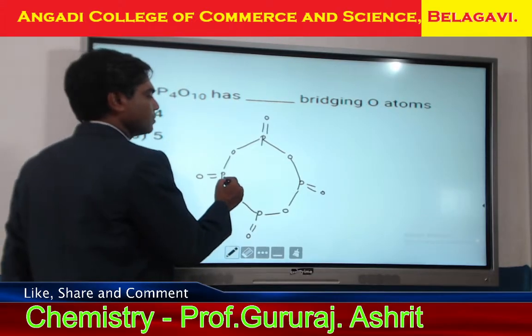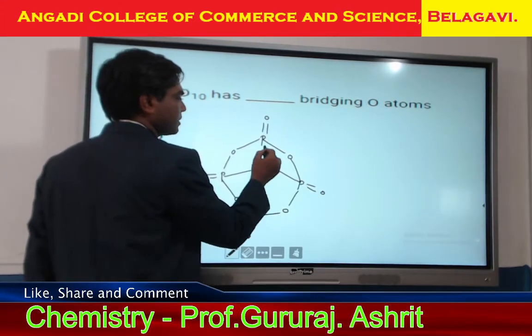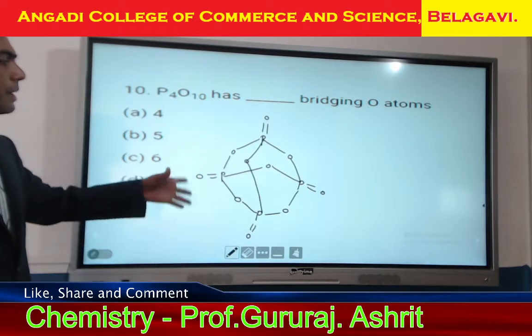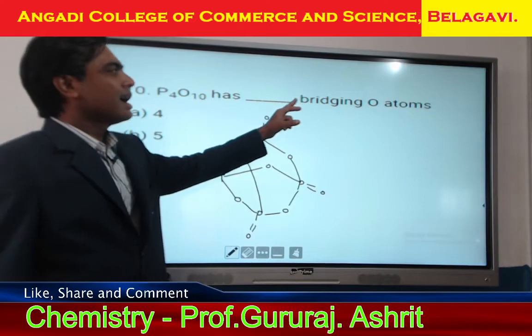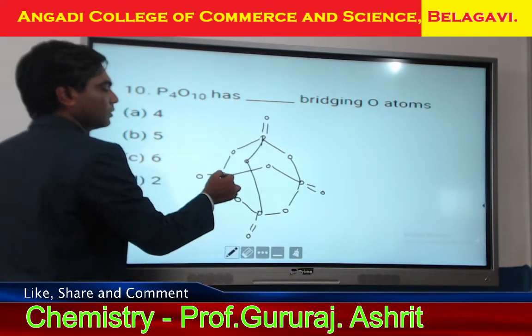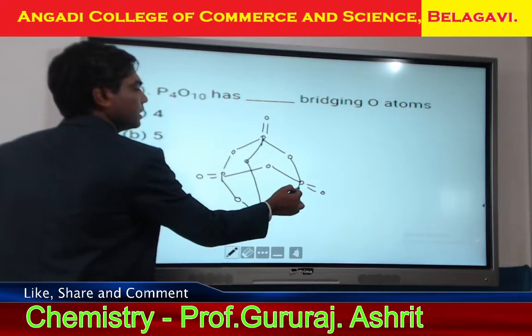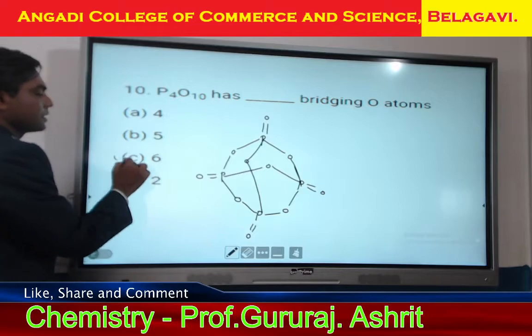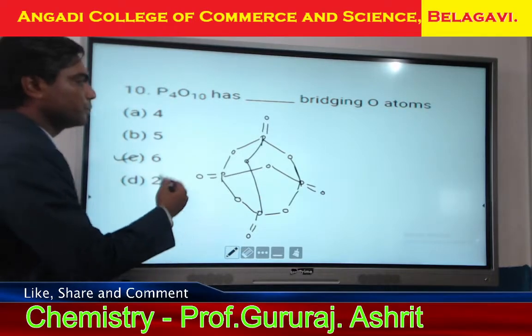So what I will do is make a bond between this and this, and a bond between this and this. When I make this, you can understand the dash bridging O atoms. Bridging means 1, 2, 3, 4, 5 and 6. The answer is 6 bridging. 6 P-O-P bonds are present.